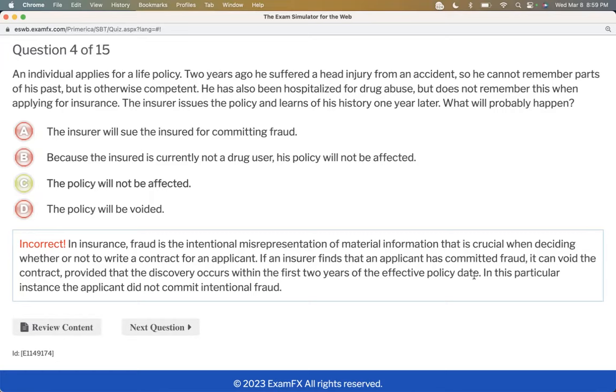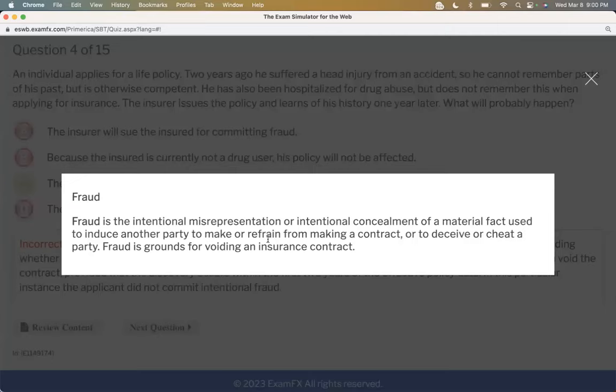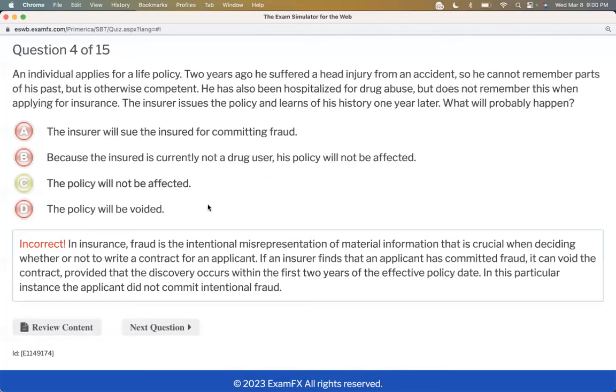Oh, damn, this is a crazy one, because it isn't fraud, because it wasn't intentional. So no, you know what, C is the right answer. My bad. So C is the right answer, because it wasn't fraud. He literally did not remember, so it wasn't fraud. Yeah, that's the right answer. Fraud is an intentional misrepresentation, and fraud is grounds for voiding the insurance contract. So it's not going to void because it wasn't fraud, because it wasn't intentional. That's okay. Now I get it.